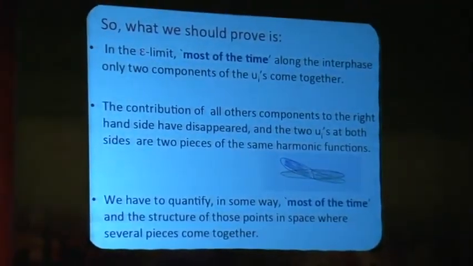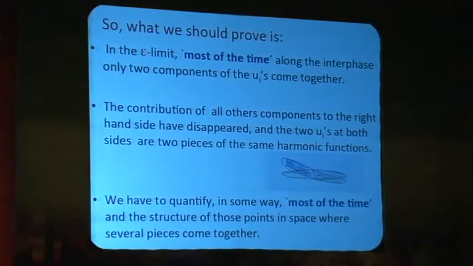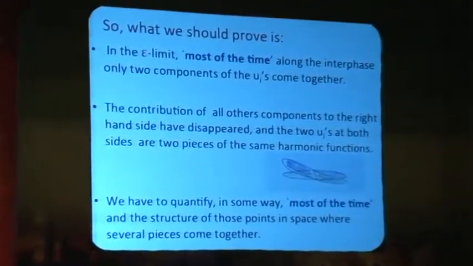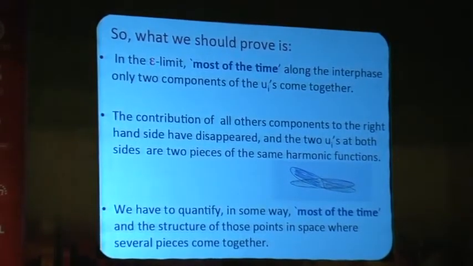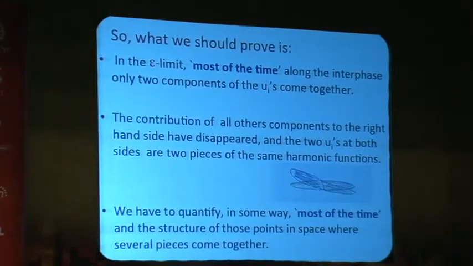And then what is much more delicate to prove is that the contributions, not only the other species have come together, but the right-hand side contributions of the other species came out, because that was going to infinity, and all of a sudden you say it's 0. So this is a much more delicate thing. But you want to prove that, and you want to quantify most of the time. And most of the time will be that is except the singular set of Hausdorff dimension n minus 2.